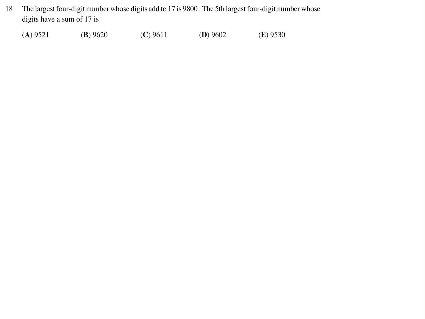The largest 4-digit number whose digits add to 17 is 9,800. The 5th largest 4-digit number whose digits have a sum of 17 is, okay, so 9800 has a sum of digits of 17. And they want us to figure out what is the 5th largest.